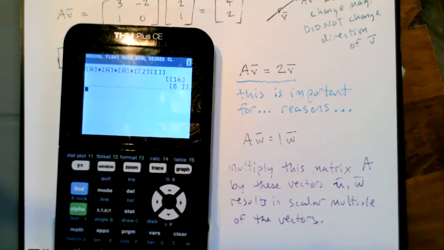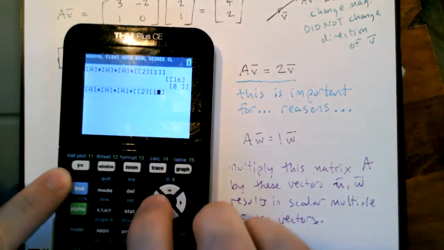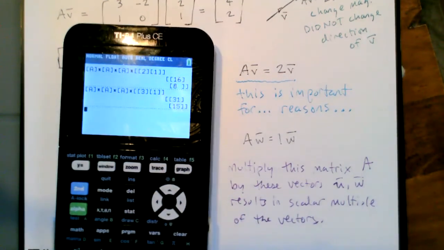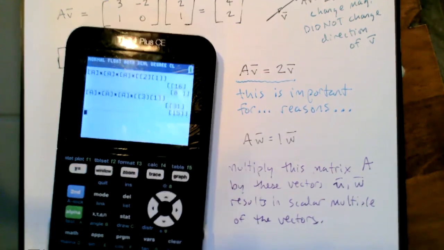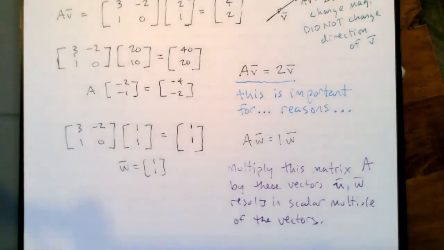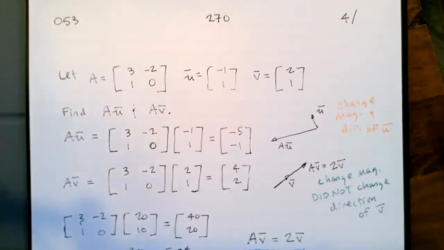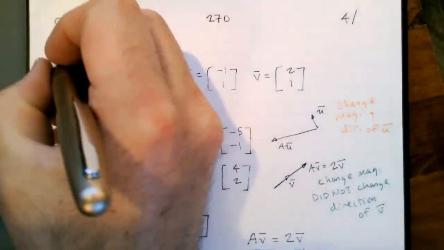Now this doesn't happen if I start with a vector that's not 2, 1 or 1, 1. If I go to the vector 3, 1, I'm not going to be on the same line, because 3, 1 and the matrix A do not have this interesting relationship. So this is our next big thing.